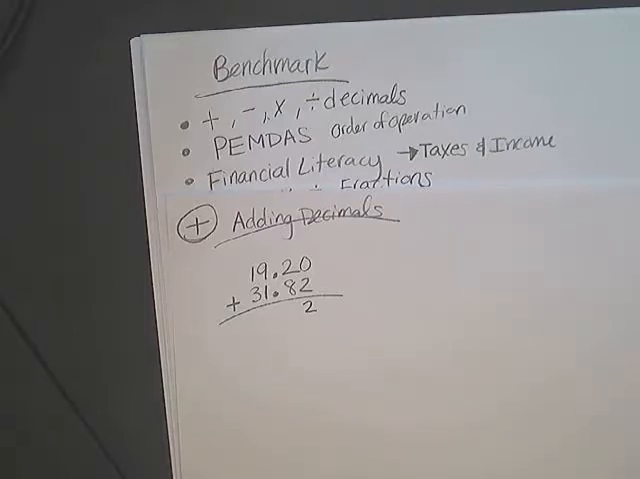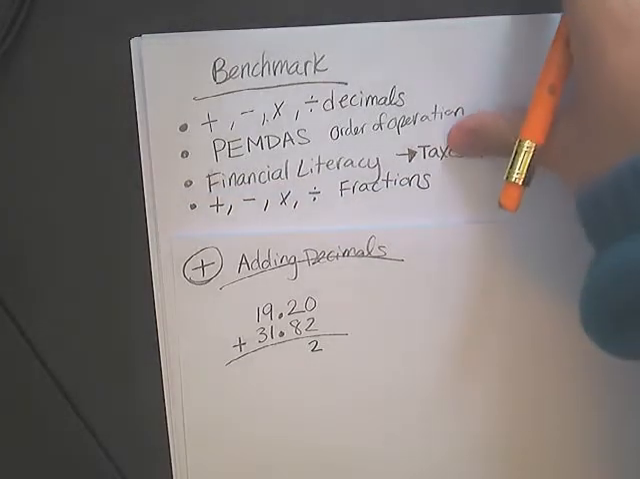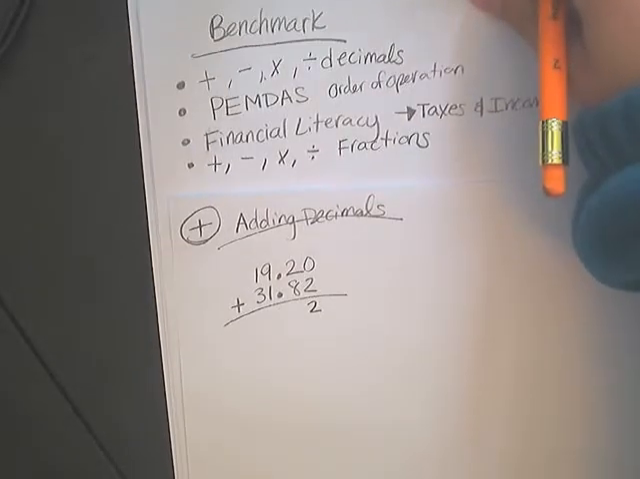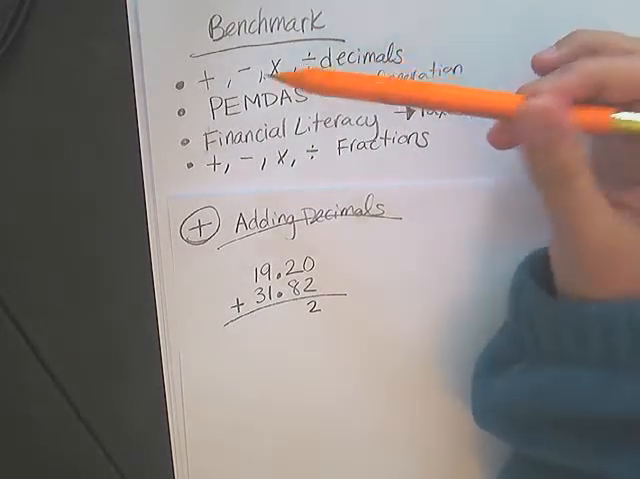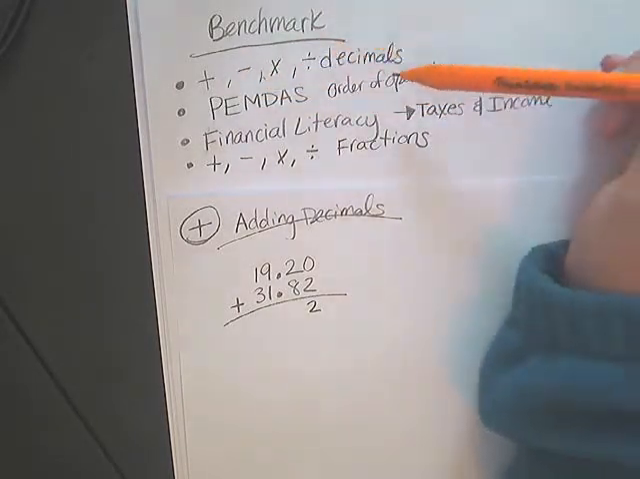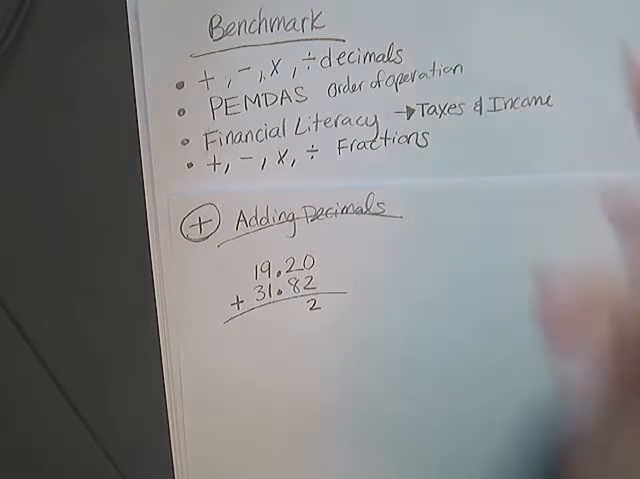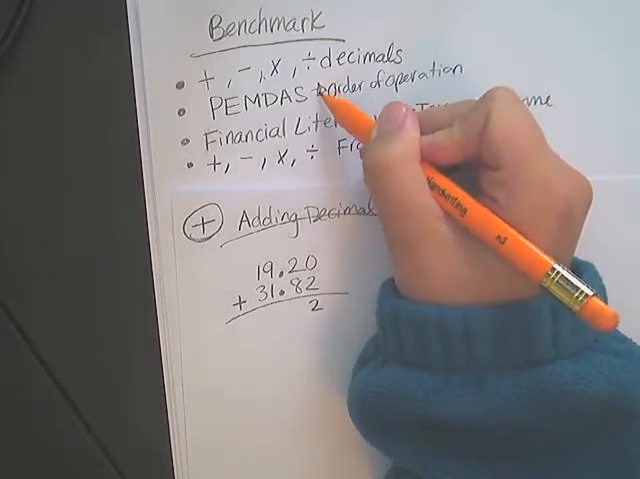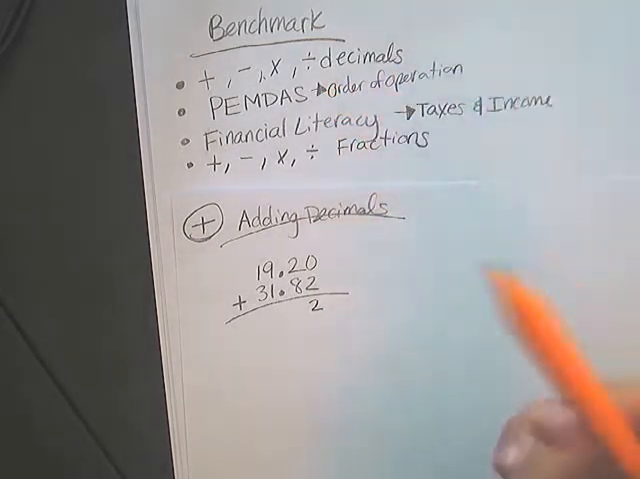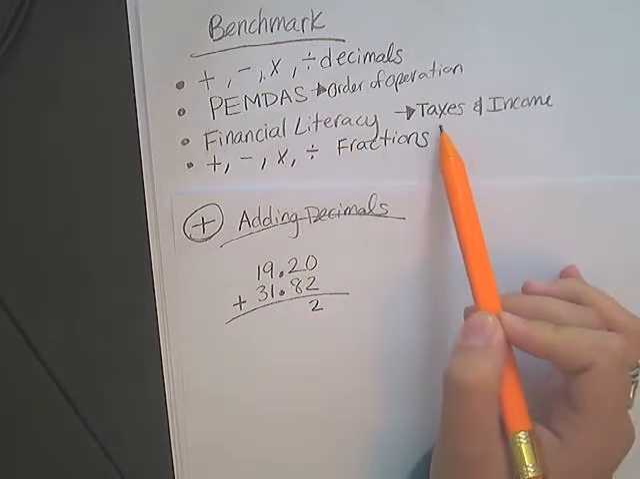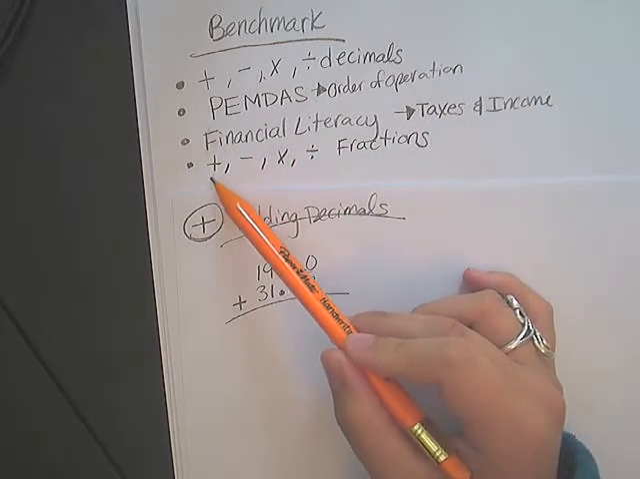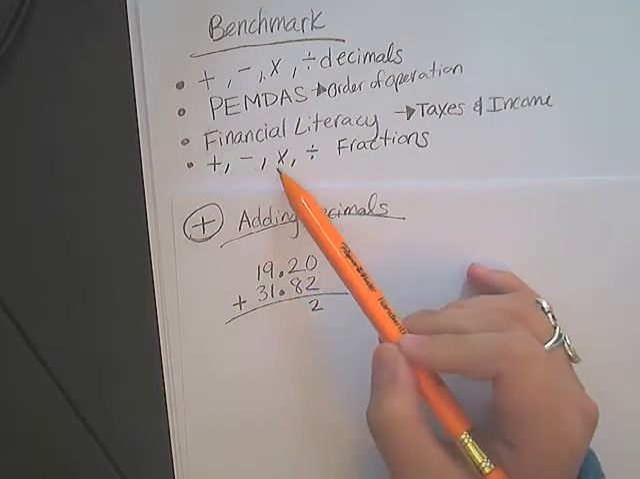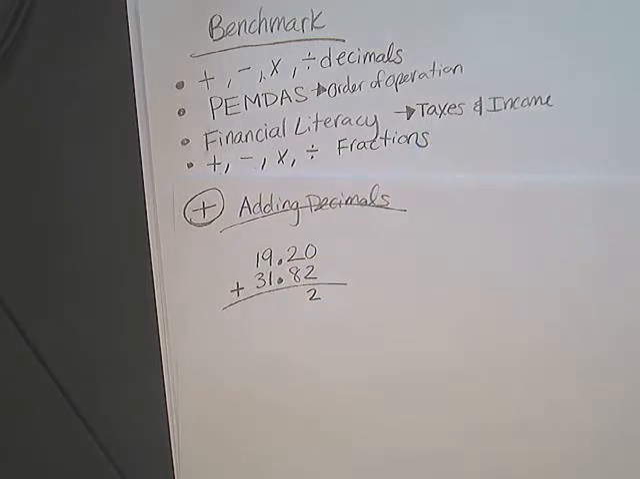We're recording. So I'm gonna scoot this down so we know that we're gonna be reviewing for the benchmark today, and we're gonna do adding, subtracting, multiplying, dividing decimals. We're gonna be doing order of operations, so PEMDAS, which we're gonna go over. We're gonna go over financial literacy, so taxes and income, and we're also gonna go over adding, subtracting, multiplying, and dividing fractions, which we've been working on.